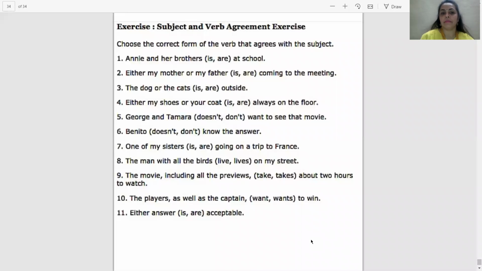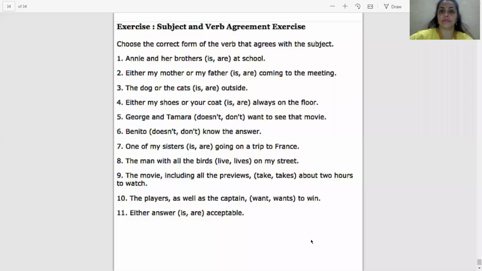First will be "are". Either my mother or my father. It's a choice given, so it will be only one person, one subject. So it is. The dogs or the cats. It is also a choice, but the nearer to the verb is cats, so plural verb. Then either my shoes or your coat. Now here the singular subject is nearer to the verb, so it is on the floor.